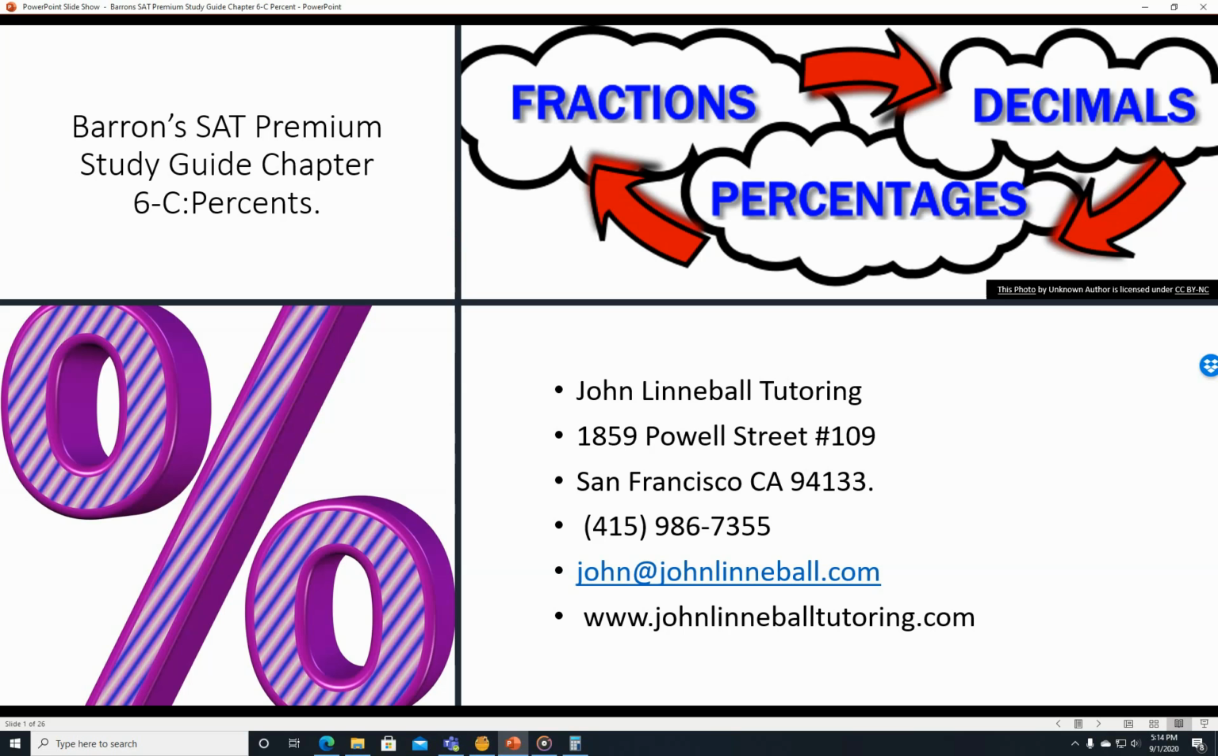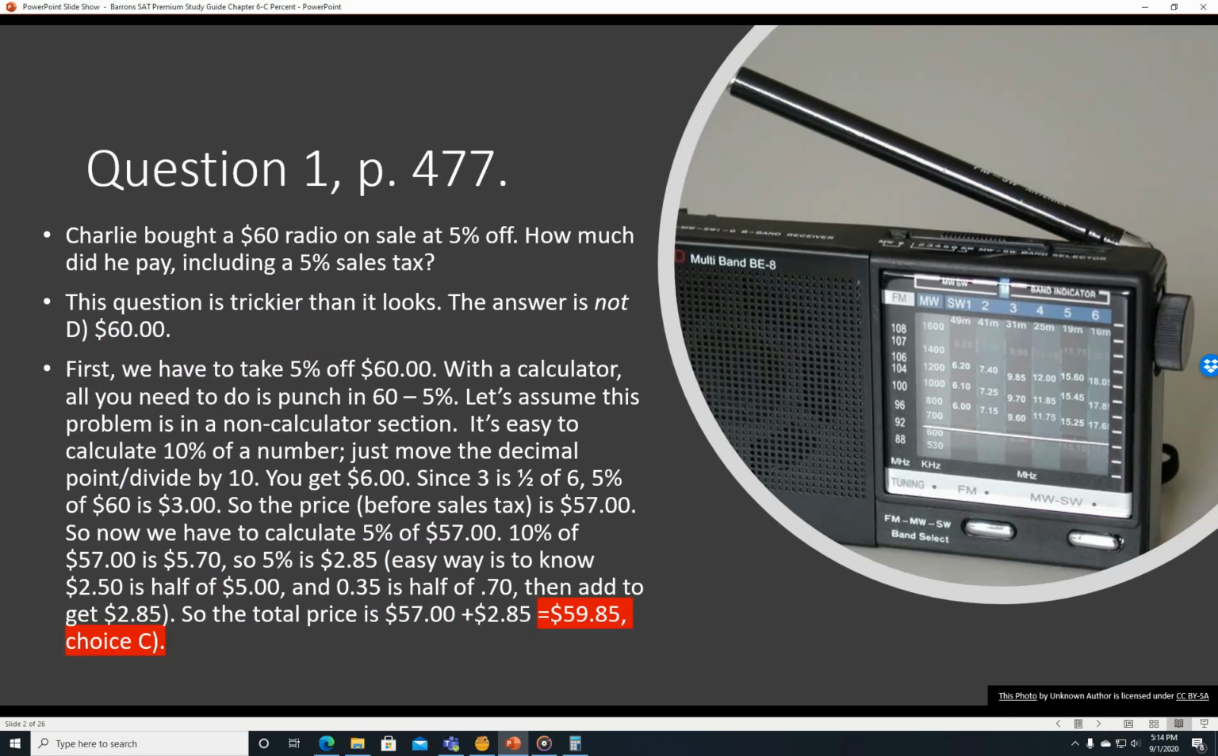We're going to go over the questions at the end of that subchapter in the Barron's SAT Guide, whether you have the regular SAT, Barron's SAT, or the Premium Study Guide. Doesn't matter, it's the 30th edition of Barron's SAT. So, question 1 on page 477.